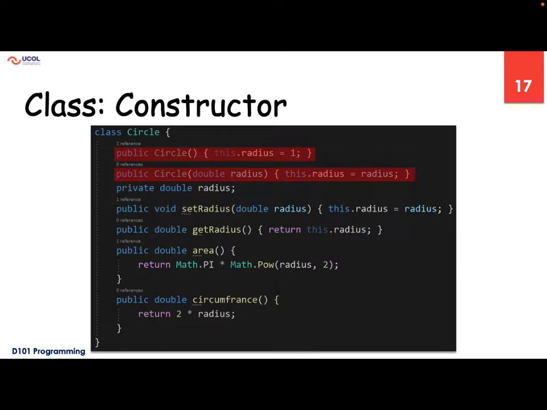On the other hand, if we talk about the radius which we have defined in the second constructor, that is a parameter, it is only accessible within that particular method. We also have a set radius, and then again it has a parameter as a radius. This radius variable is only accessible within that method. So we need to understand the scope of the variables, where they are accessible and where they are not accessible.